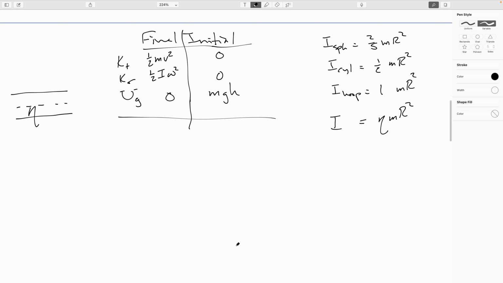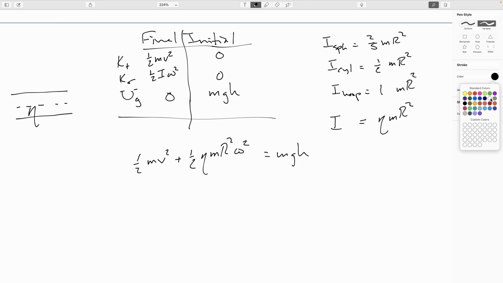All right, so let's go ahead and equate our energies here. So 1/2 mv squared plus 1/2. Now the moment of inertia, we said for all these things, is going to be eta mr squared, omega squared, and that's equal to mgh. So my first promise has been kept. I had promised that the mass didn't matter, and it doesn't.